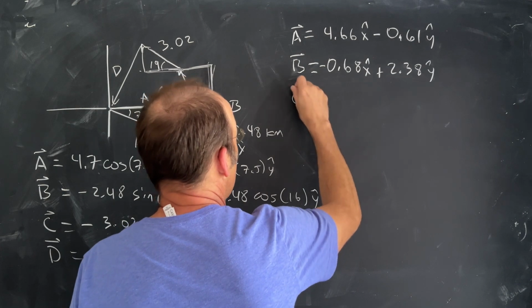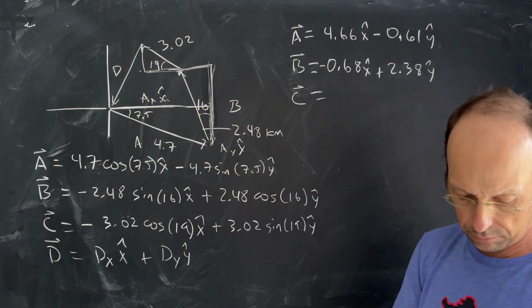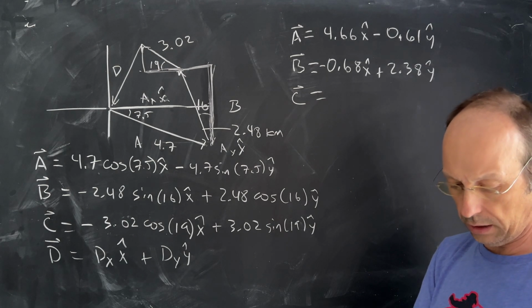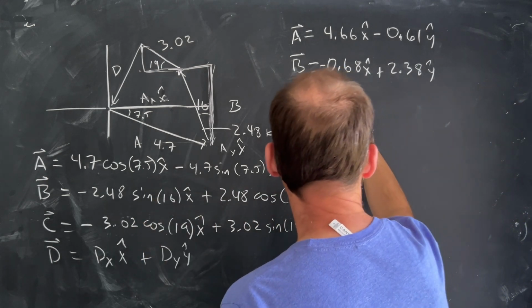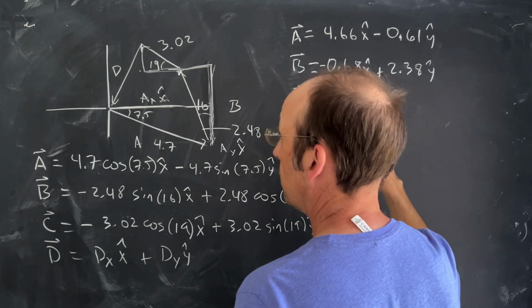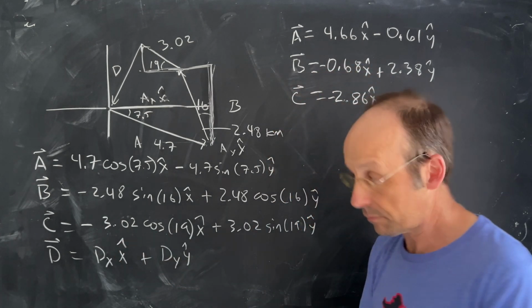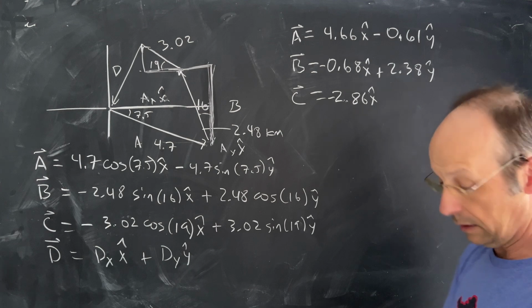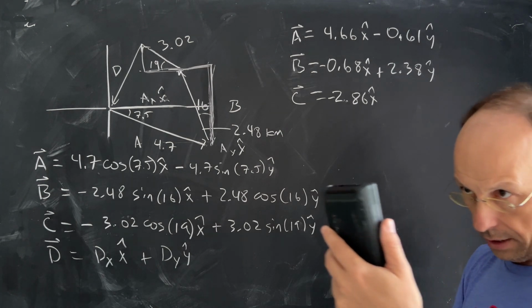And then finally, the vector C is 3.02, 19 cosine 2.86 negative. And then 3.02, 19 sine 0.98.